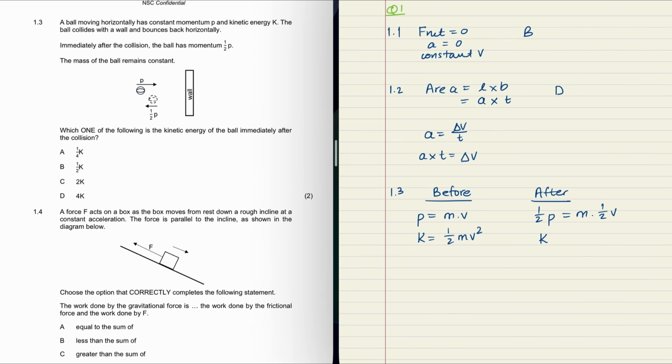So now let's substitute that in the kinetic energy formula. So K is equal to half m, and now the velocity is half v, squared. So that's going to equal half m times a quarter v squared. I can then take the quarter out to the front. A quarter times half mv squared, which is equal to a quarter K. So the answer here is going to be A.